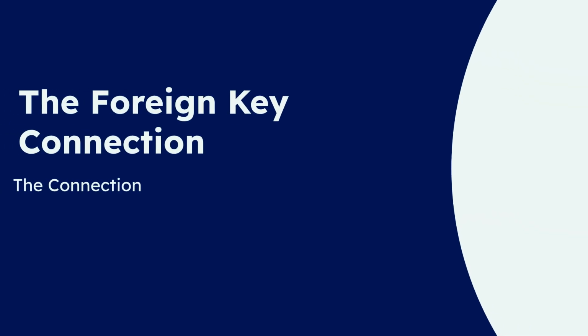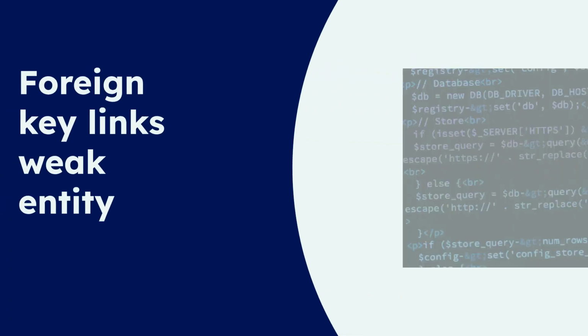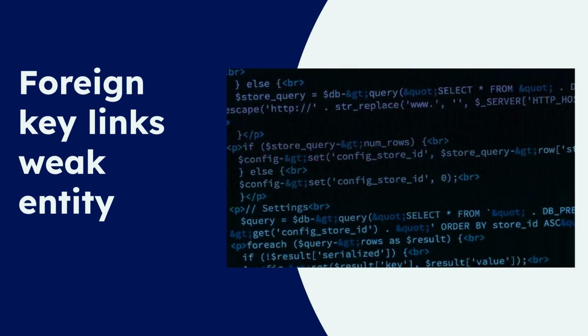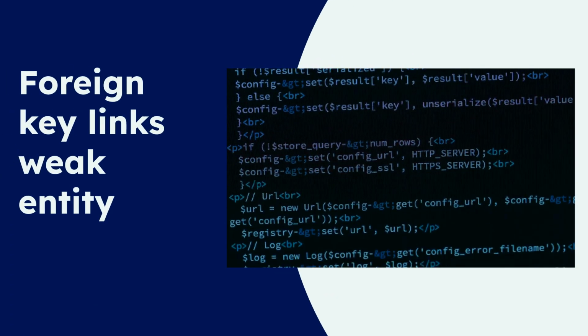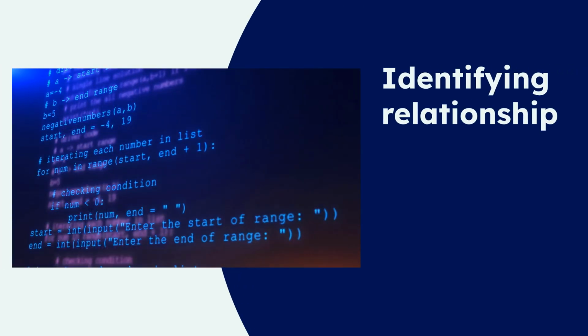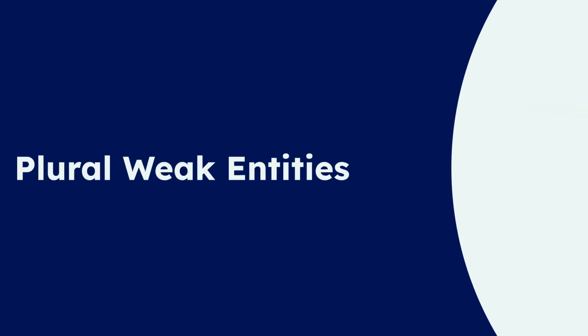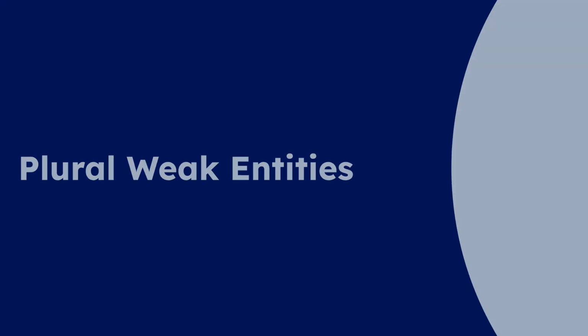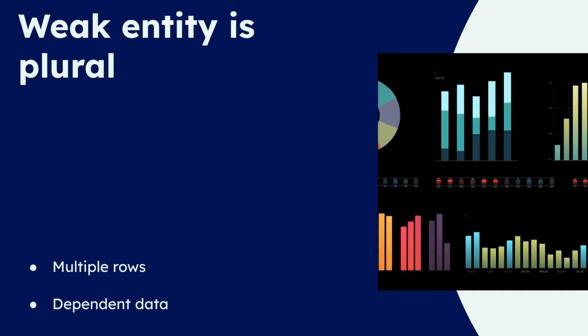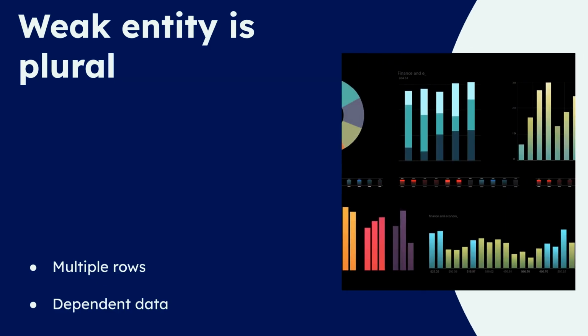Now let's look at how this connection is formalized. The foreign key column in the weak table explicitly links the weak entity instance back to its parent entity in the strong table. This foreign key is what implements the essential identifying relationship between the two tables. Most often, you encounter plural weak entities. A plural weak entity means there can be multiple dependent rows associated with a single parent record.